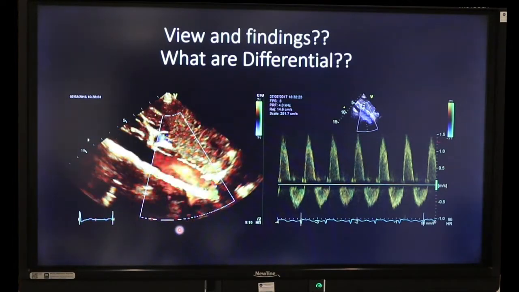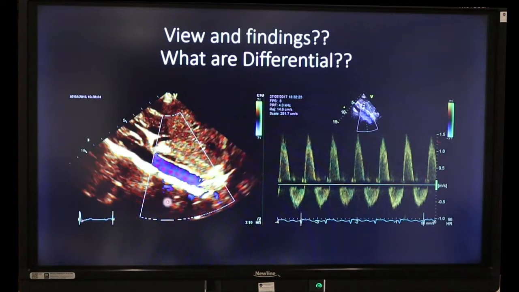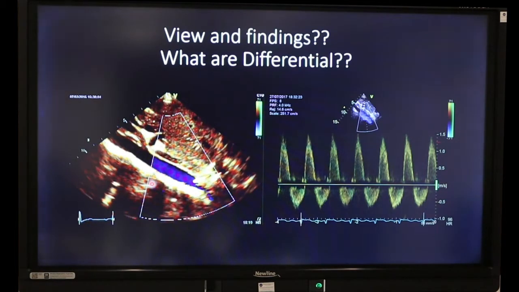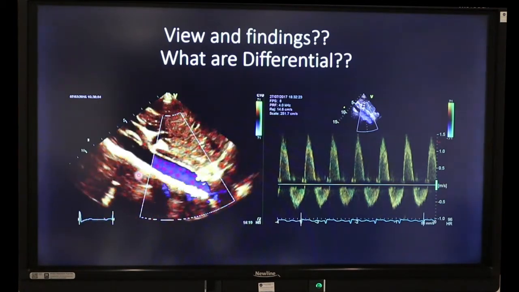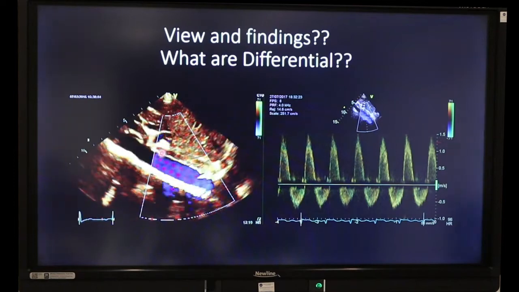So in this view, this is the abdominal aorta and you can appreciate that it is highly pulsatile. Normally red color appears in the abdominal aorta, but in this view you can appreciate the red with the blue colors.